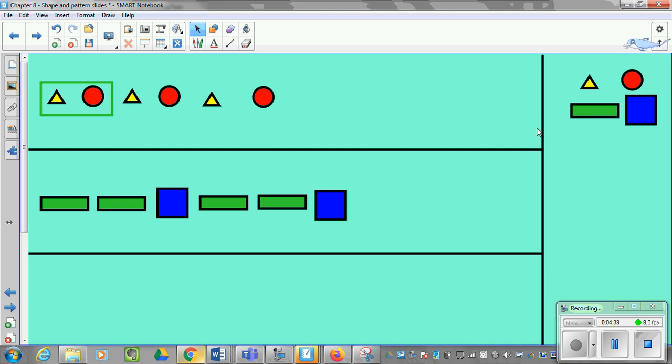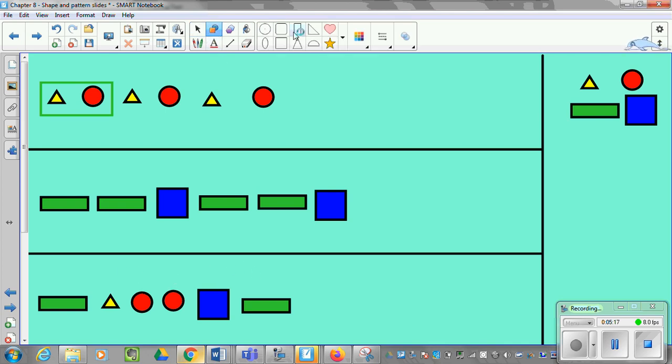For our last pattern today, I'm going to really challenge myself. I think I want to do a pattern with 6 different varieties of shape in it. So I'm going to start with 6 things in my pattern to begin with. So I'm going to go rectangle, triangle, circle, circle, square, rectangle. And again, rectangle, triangle, circle, circle, square, rectangle.